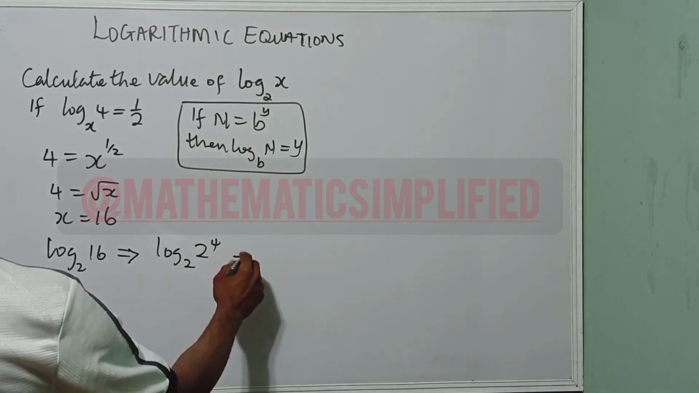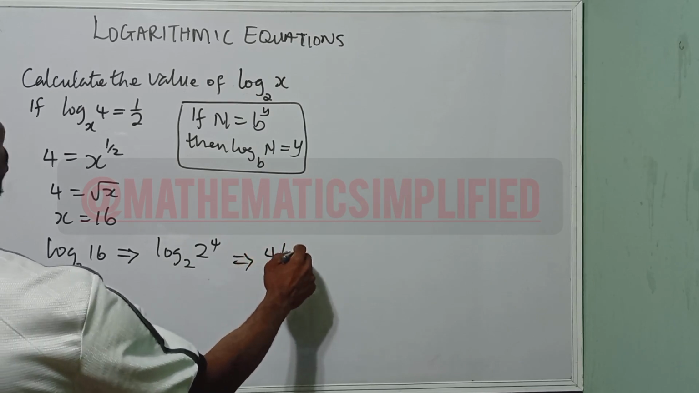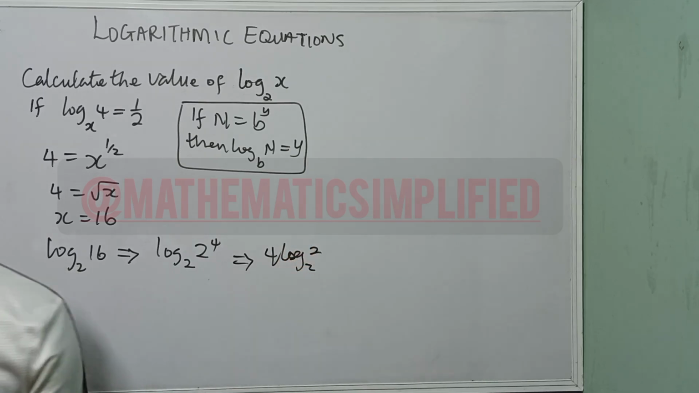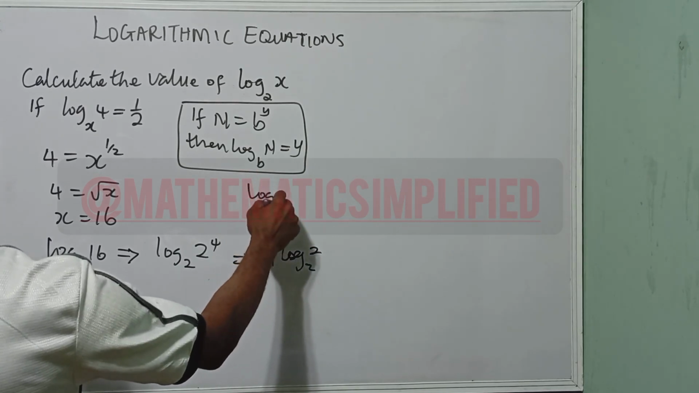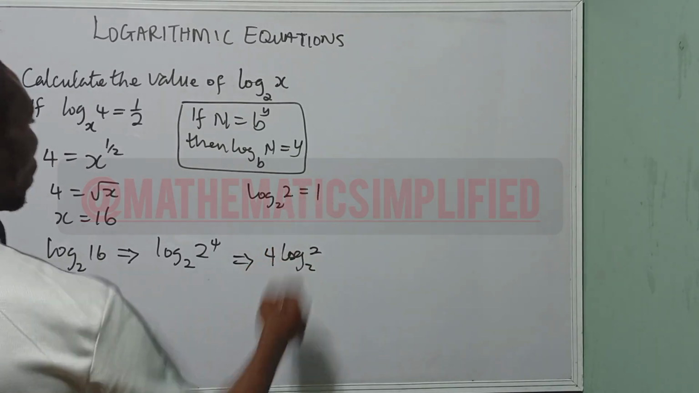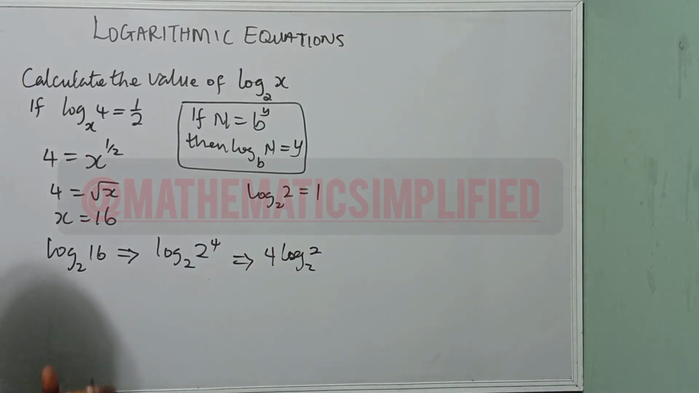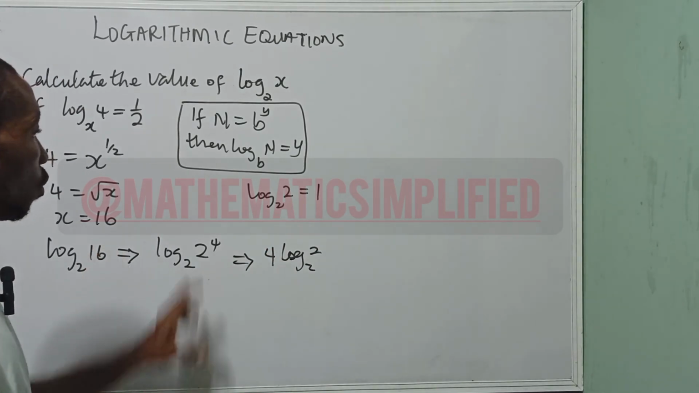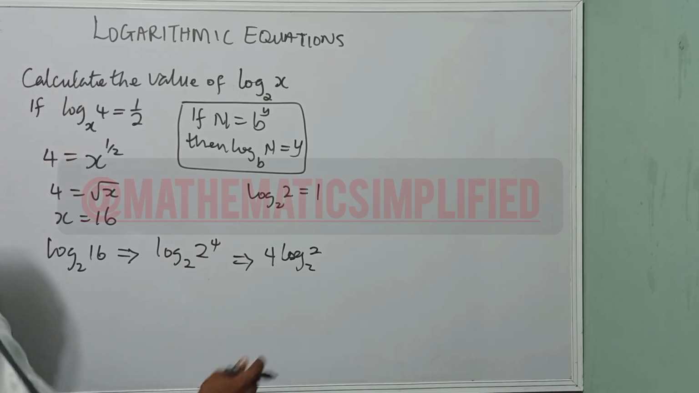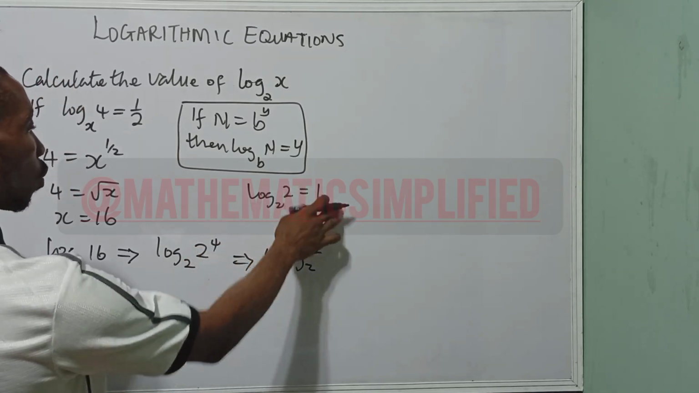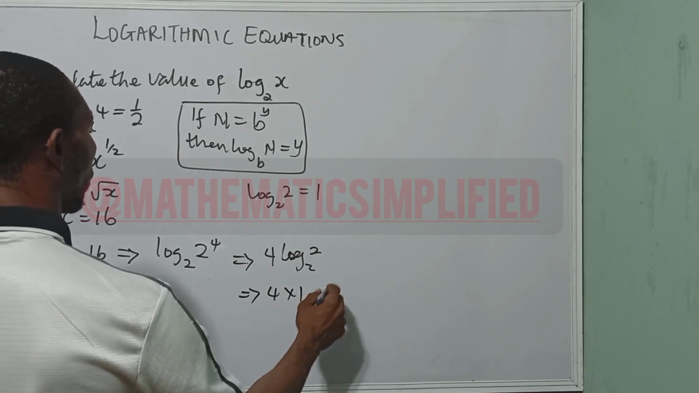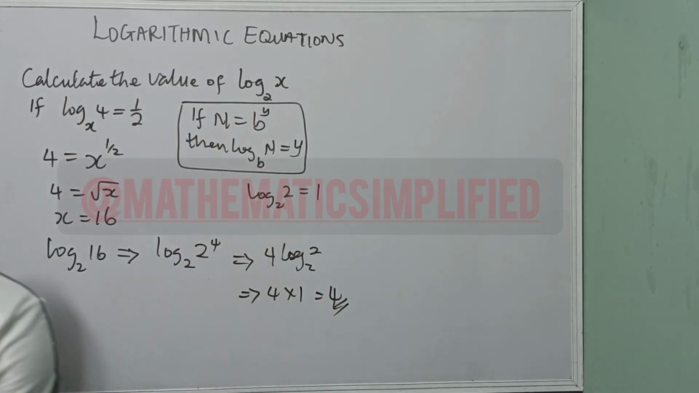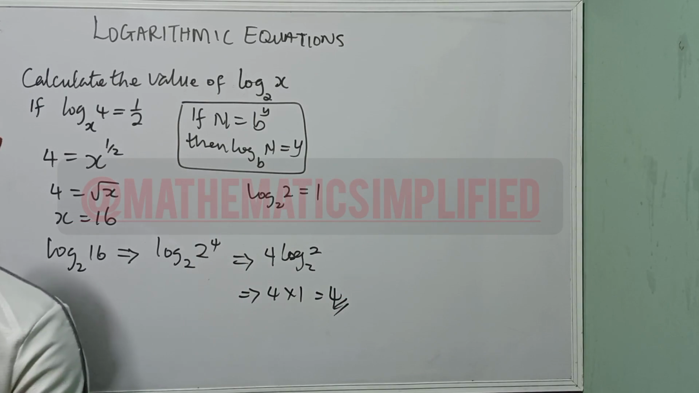Now, from here, we have it as 4 log base 2 of 2. But in our logs, we learned earlier on that log base 2 of 2 equals 1. If you haven't seen a video on the laws of logarithm, please do check our playlist for the detailed video. So applying that log base 2 of 2 equals 1 here, this will now give us 4 times 1, which will give us 4. So the value of log base 2 of x equals 4.